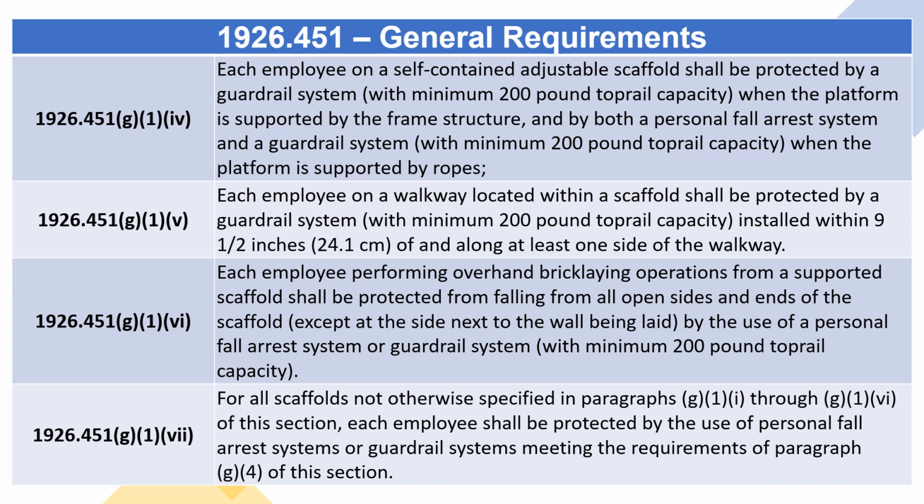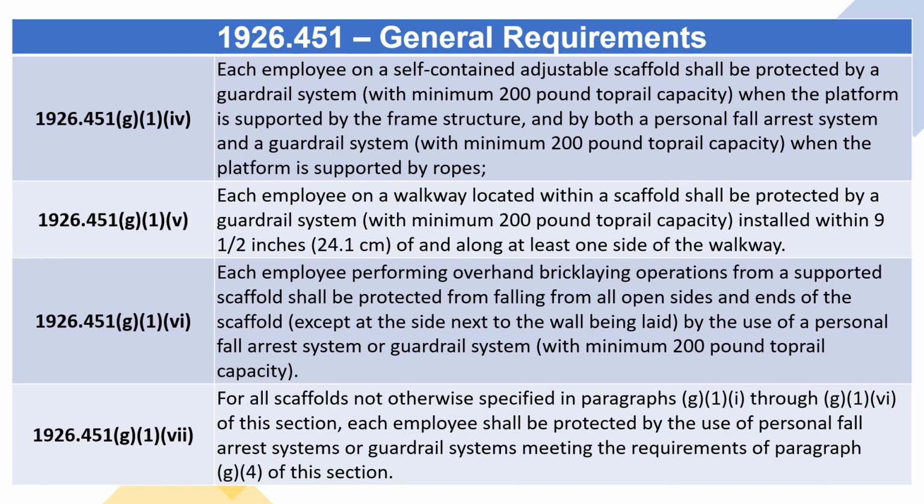Each employee on a walkway located within a scaffold shall be protected by a guardrail system, with minimum 200-pound top rail capacity, installed within 9.5 inches, 24.1 centimeters, of and along at least one side of the walkway. Each employee performing overhand bricklaying operations from a supported scaffold shall be protected from falling from all open sides and ends of the scaffold, except at the side next to the wall being laid, by the use of a personal fall arrest system, or guardrail system, with minimum 200-pound top rail capacity.